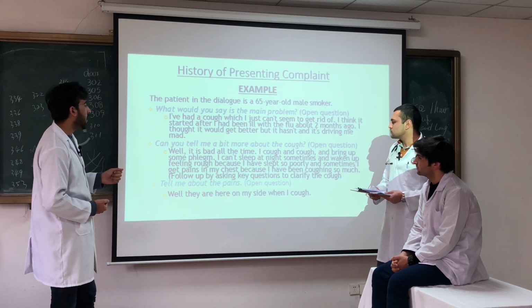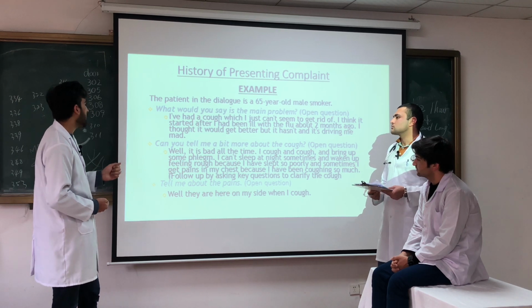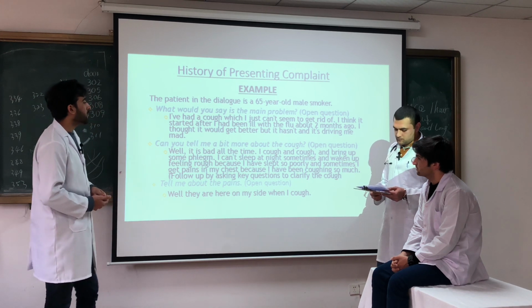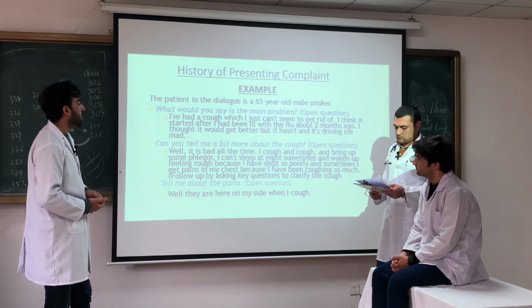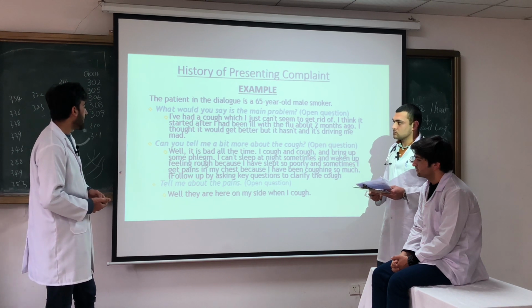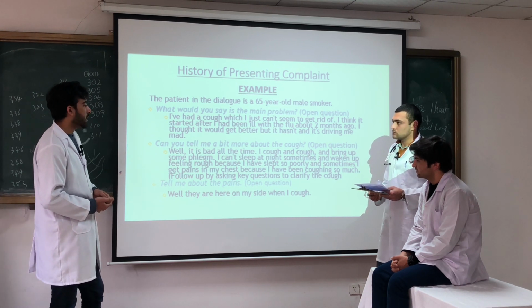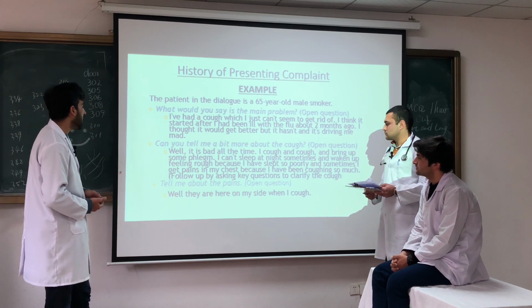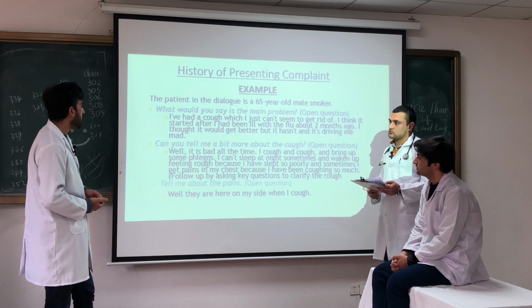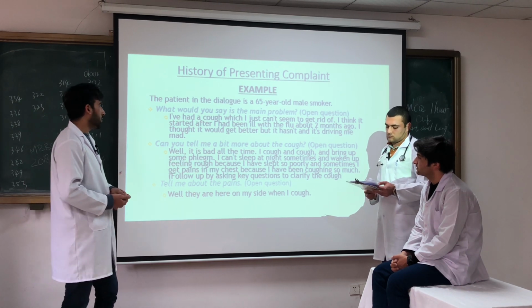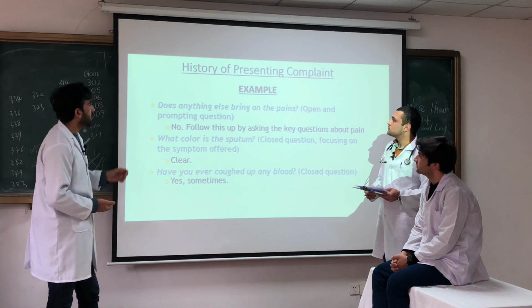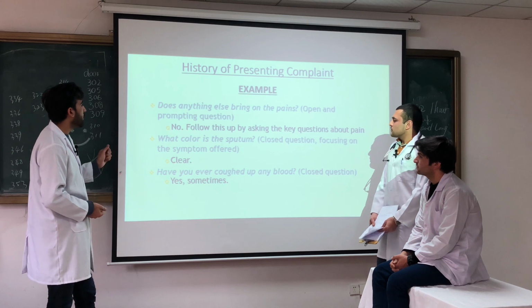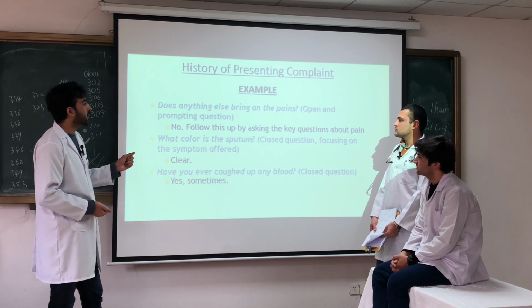Well, it's bad all the time. I cough and bring up some phlegm, and I cannot sleep at night. Sometimes I wake up feeling rough because I have slept so poorly, and sometimes I get pain in my chest because I have been coughing so much. Follow up by asking the key question to clarify the cough, and tell me about the pain. Well, it is here on my side when I cough. Next. So these are the open questions. Does anything else bring on the pain? Open and prominent. No. Follow up this by asking the key question about pain.